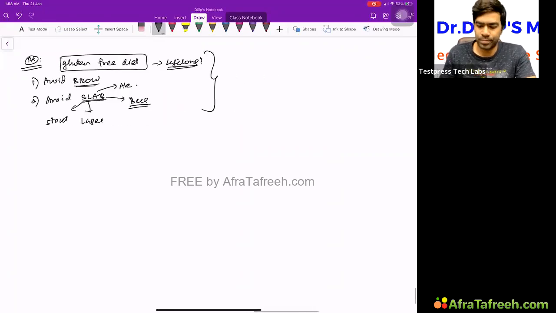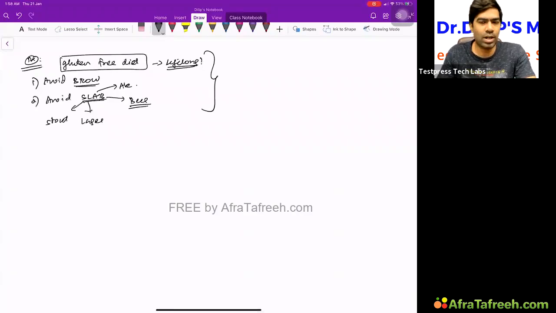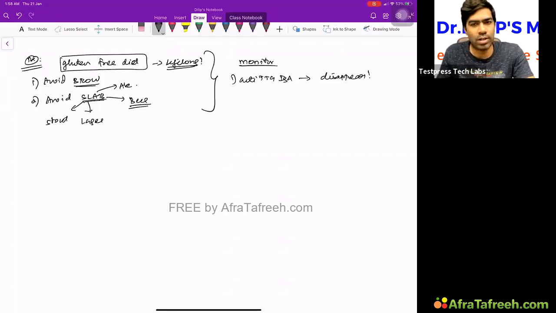So how will you monitor the patients with gluten-free diet? Remember, there are two things where you are going to monitor. One is anti-TTG IgA. Remember, anti-TTG IgA is not only used for diagnostic purpose, it's for prognostic purpose also. With strict adherence to gluten-free diet, it generally disappears over a period of time. They'll become negative. So this is one way you can monitor whether the patient is adhering to gluten-free diet or not.